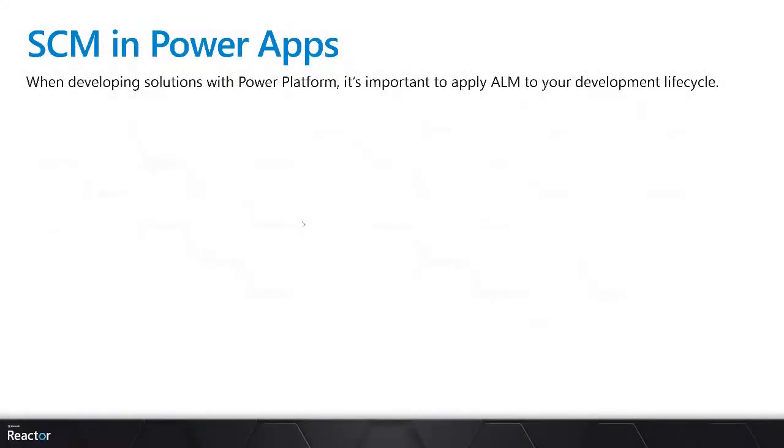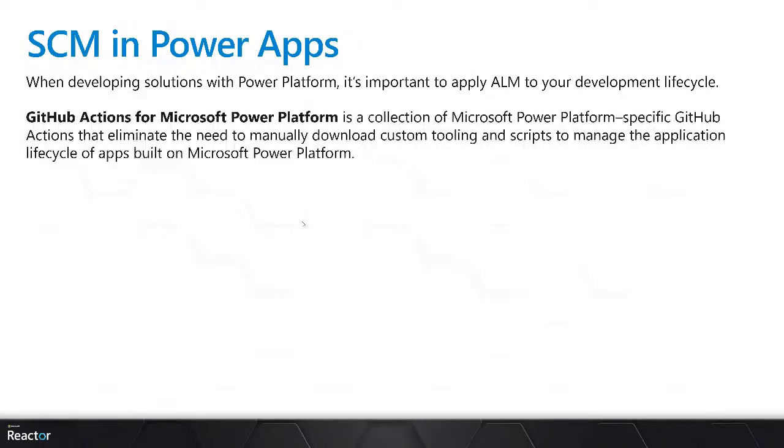To automate this, you can use GitHub. GitHub now has GitHub Actions for Power Platform that permits you to handle source control management, especially in Power Platform, but not only that, also complete application lifecycle management. So you can also install a solution in the test environment, and then you approve it and install it into production.